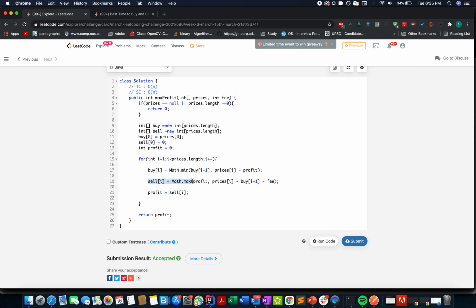If we are selling today, then we have two options. One is the current price minus the buying factor from the previous day, not from the current day, because you can't do the same transaction on the same day, minus the fee that you have to pay, or the profit that you have made so far. The maximum of these two will be the two contenders, and once you have done that, you update the profit to the selling on the ith day, and you simply return the profit from there.